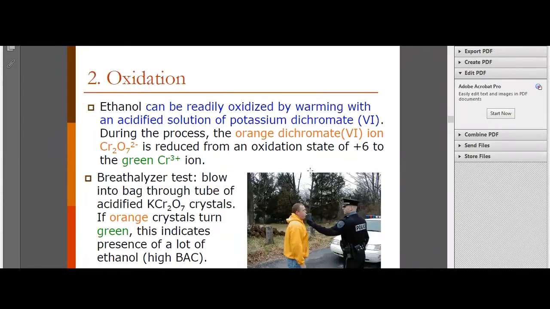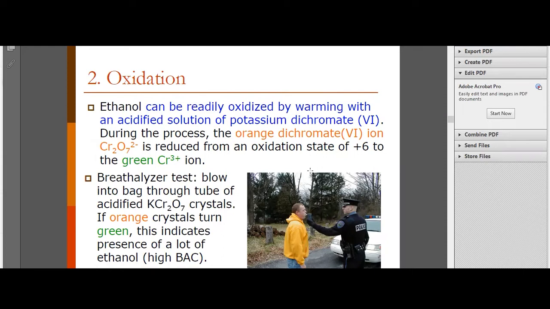Okay, the first reaction of alcohol is combustion, and the second is oxidation. While combustion reactions use oxygen directly from air, the oxidation reactions use an oxidizing agent as the source of oxygen.